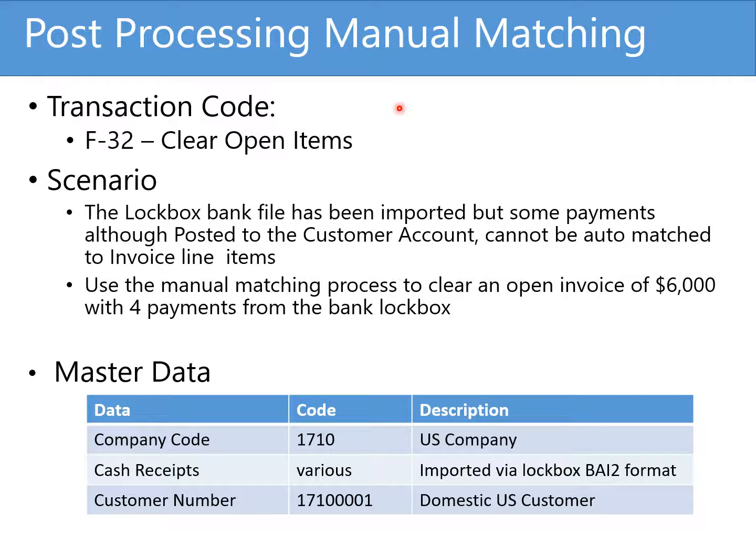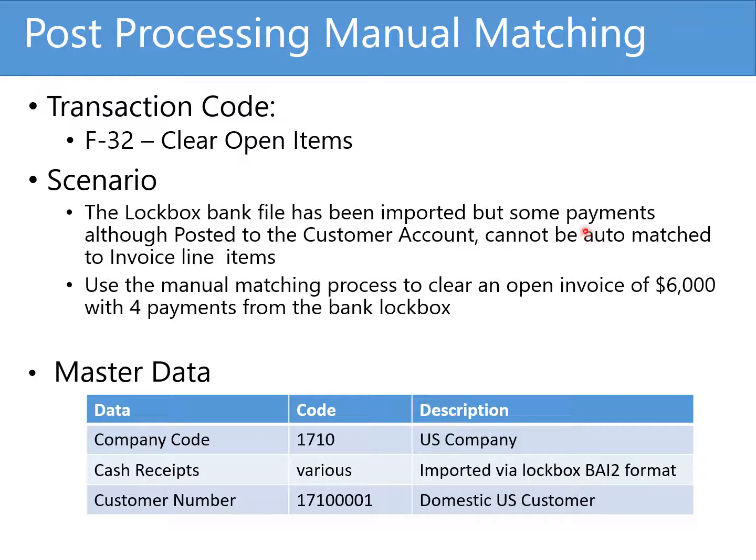So you will recall from the previous lesson that when we imported the lockbox file and then got it to post, initially unapplied AR, then we actually got the amounts posted and applied to our customer number, the 1710001 customer. Although the payments are posted and they were now on account with the customer, they weren't actually matching any invoices. So what we're going to do here is use this manual matching process, the F-32 that you learned about in an earlier lesson, to be able to do that matching.